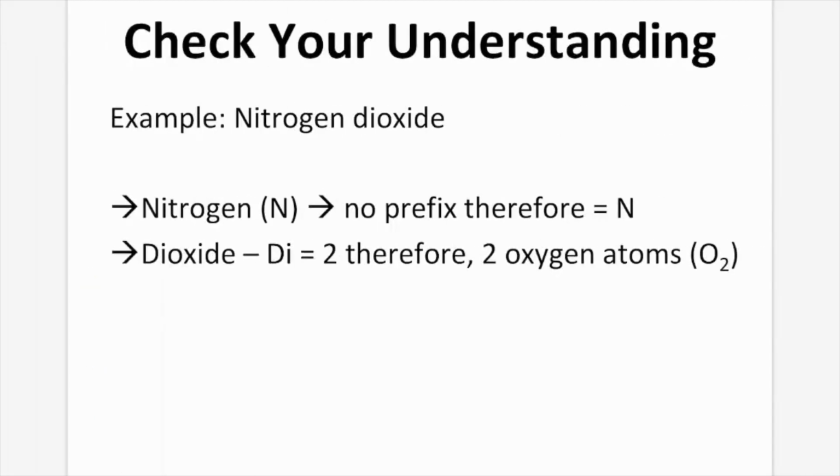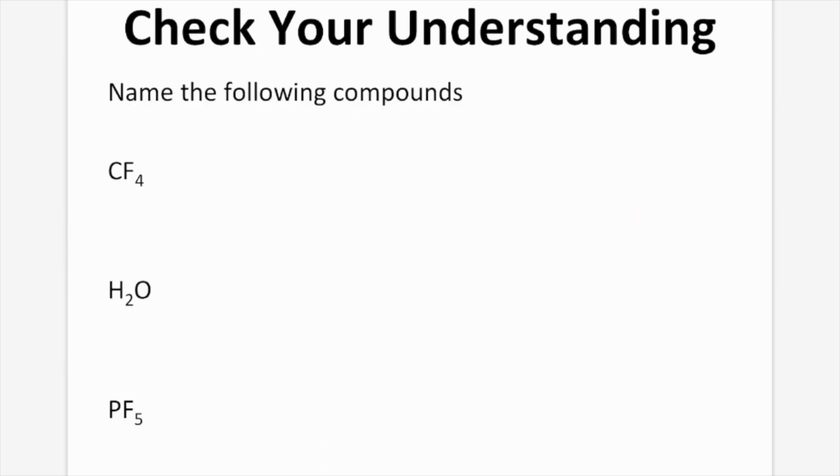Check your understanding. Another example, nitrogen dioxide. Nitrogen, N, has no prefix, therefore it's just N. Dioxide, di means 2, therefore there are 2 oxygen atoms. So our answer becomes NO2. Check your understanding. So I want you to pause the video and name the following 3 compounds.